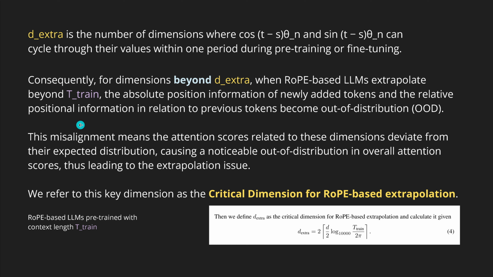So we have a misalignment suddenly beyond a certain threshold. This means that the attention scores related to those dimensions deviate from their expected distribution, causing OOD values in the attention scores, and we get a problem. And this problem is called the extrapolation issue. We refer to this key dimension, d_extra, as the critical dimension for RoPE-based extrapolation, and the authors defined d_extra in this particular way, so we can calculate it for our systems.